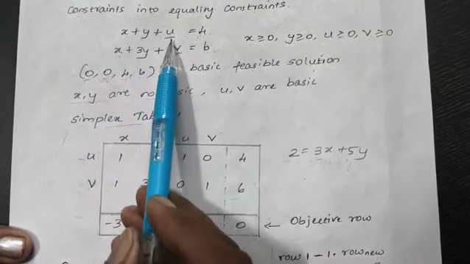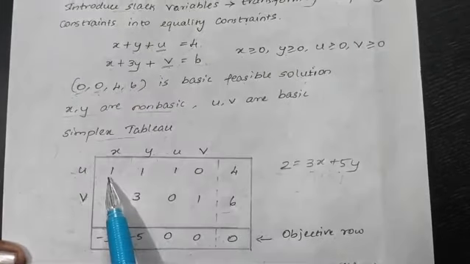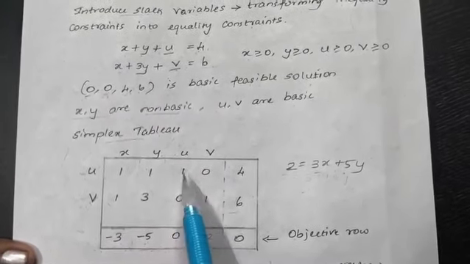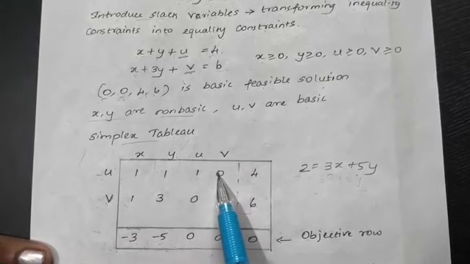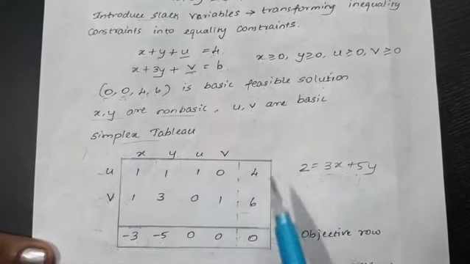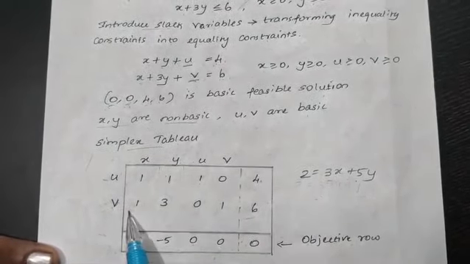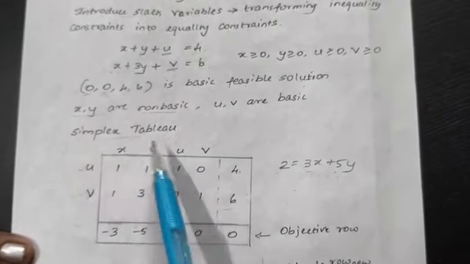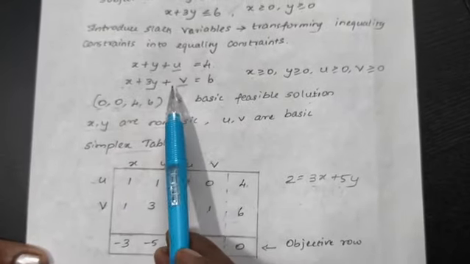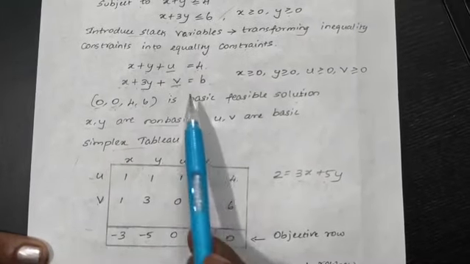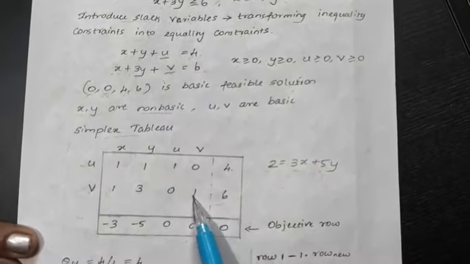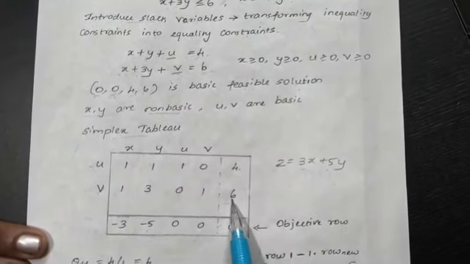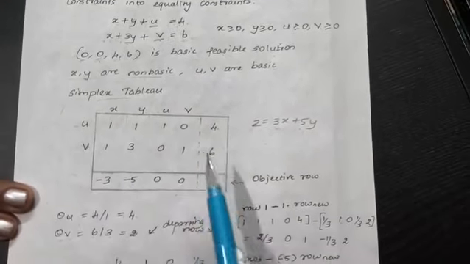That is, the x coefficient, y coefficient and u coefficient: 1, 1, 1, then there is no v, so we put 0. Then the right side value is 4. Likewise, for the second constraint, we take the coefficient of x as 1, then y is 3, then there is no u, so that's 0. Then the v coefficient is 1 and the rightmost value is 6. Likewise, we fill this table.